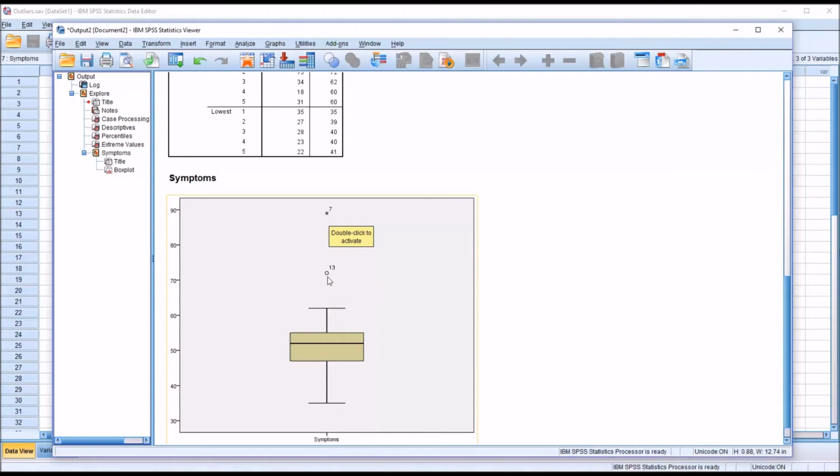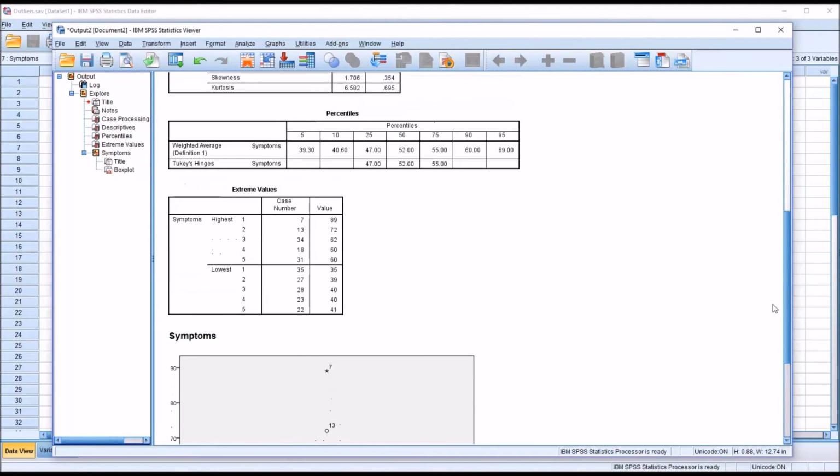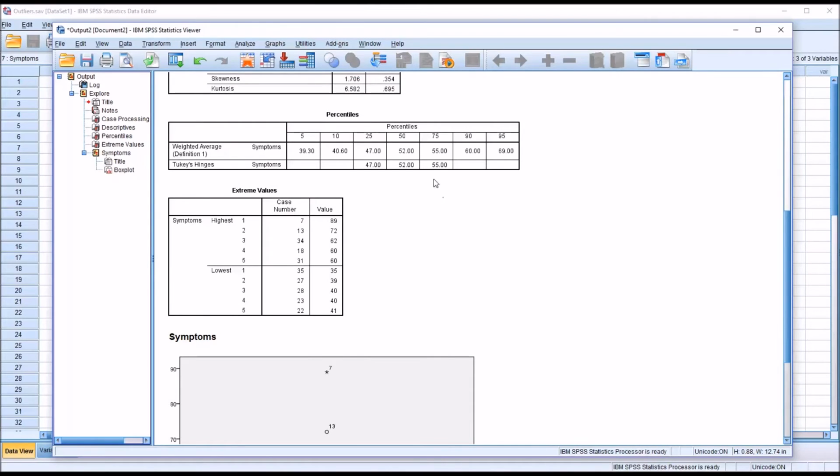Remember, 13 had a value of 72, and record 7 had a value of 89. Both exceed 67. So we can think of record 13, the value 72, the observation 72, as a mild outlier. And we can think of record 7, with a value of 89, as an extreme outlier. And to understand this distinction, again, I'm going to move back to this concept of the interquartile range.